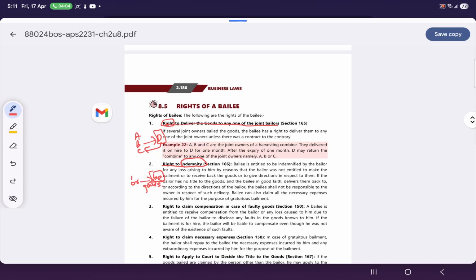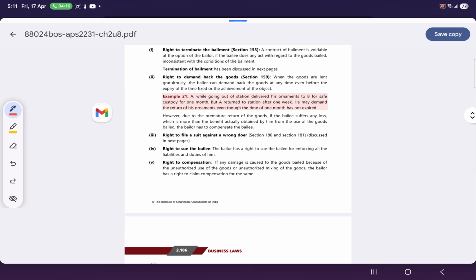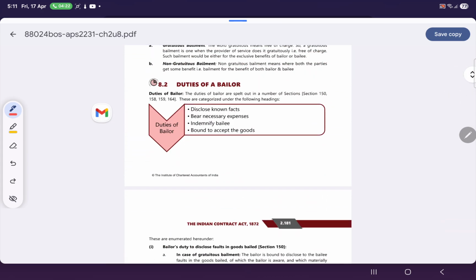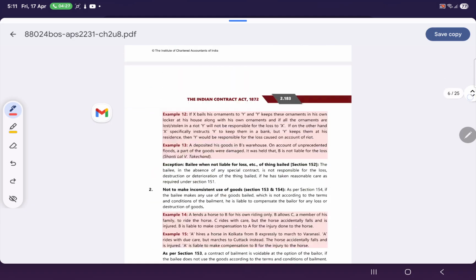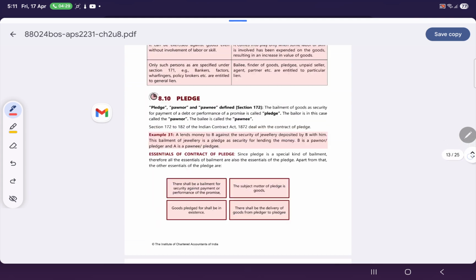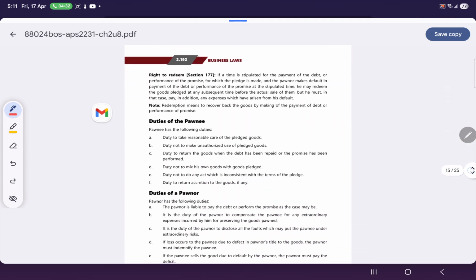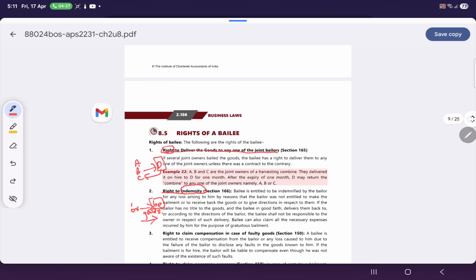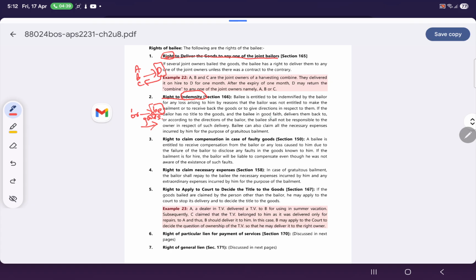So the bailor is supposed to indemnify the loss to the bailee, and the bailee is entitled to get that indemnified by the bailor. So that's what I told. Duty of a bailor will be right of a bailee. Duty of a bailor is what? Indemnify the bailee. Right of a bailee is what? Right to indemnity, due to defective title in goods.